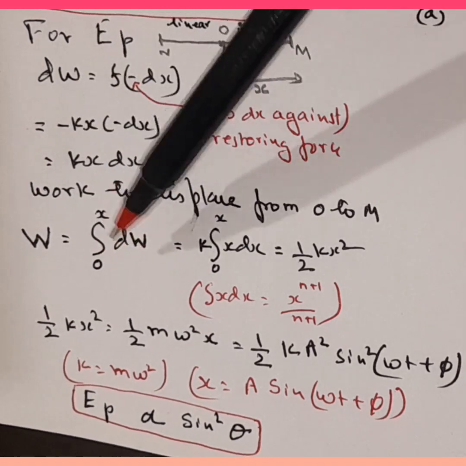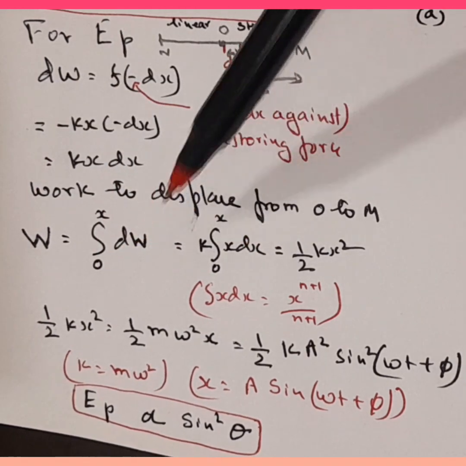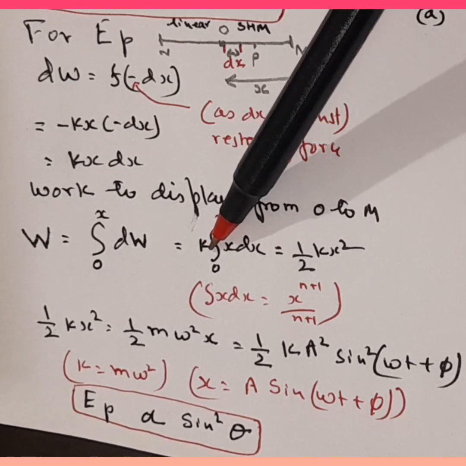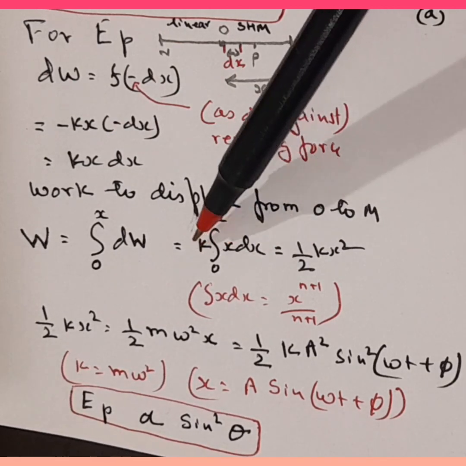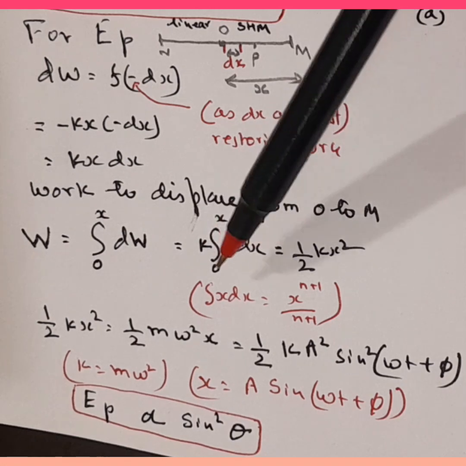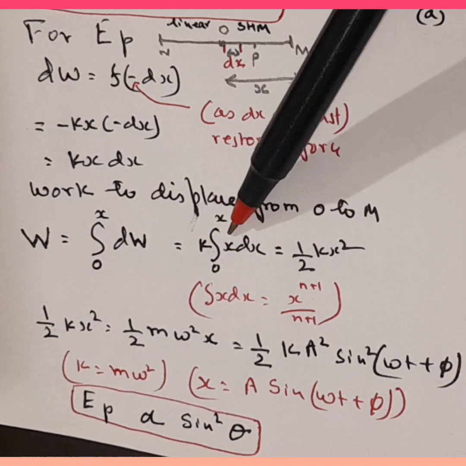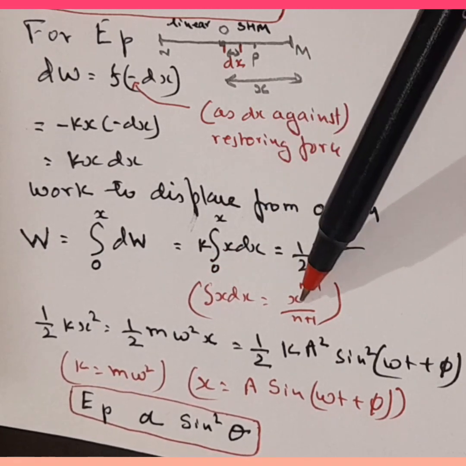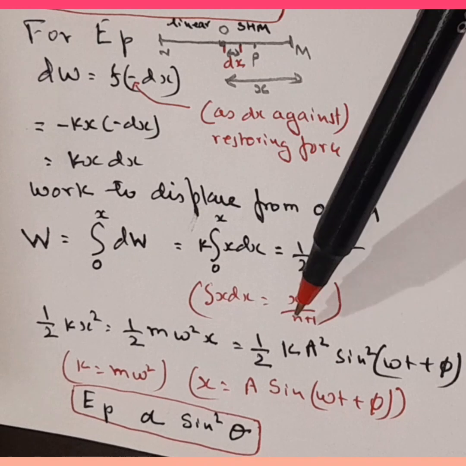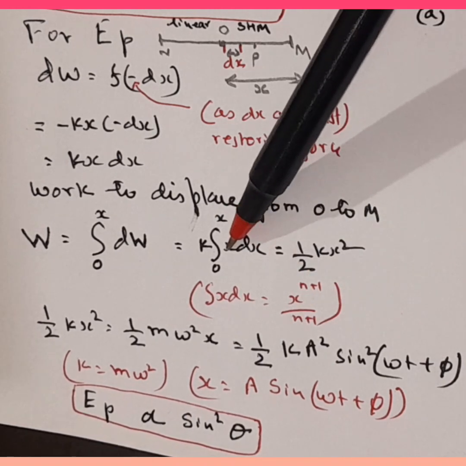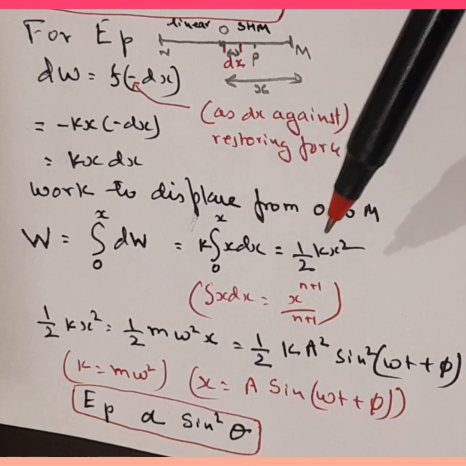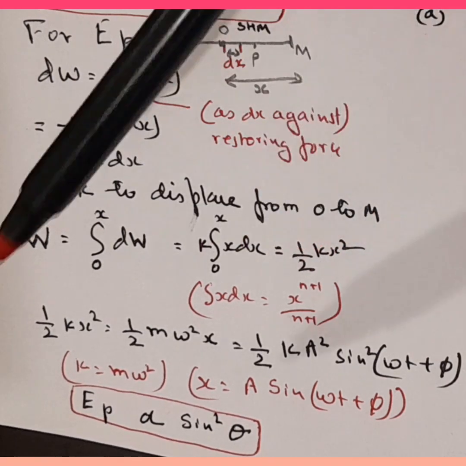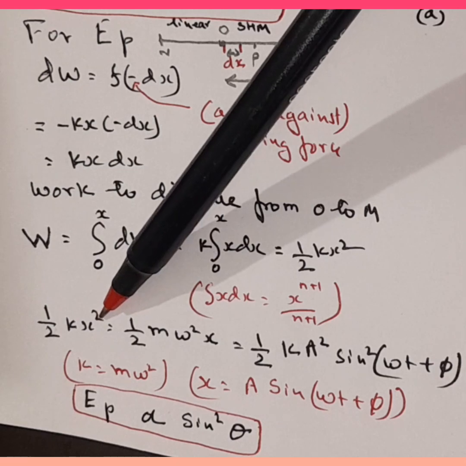Alright, so we do that. We substitute that formula, and k we take out of the integration. As per the rule, constants are taken out of integration. Then x dx integrated from 0 to x. We know the formula: integration of x raised to n is x raised to n plus 1 divided by n plus 1. Here n was 1, so it becomes 1 plus 1, that is 2, and divided by 1 plus 1, that is 2. So it becomes half kx square.